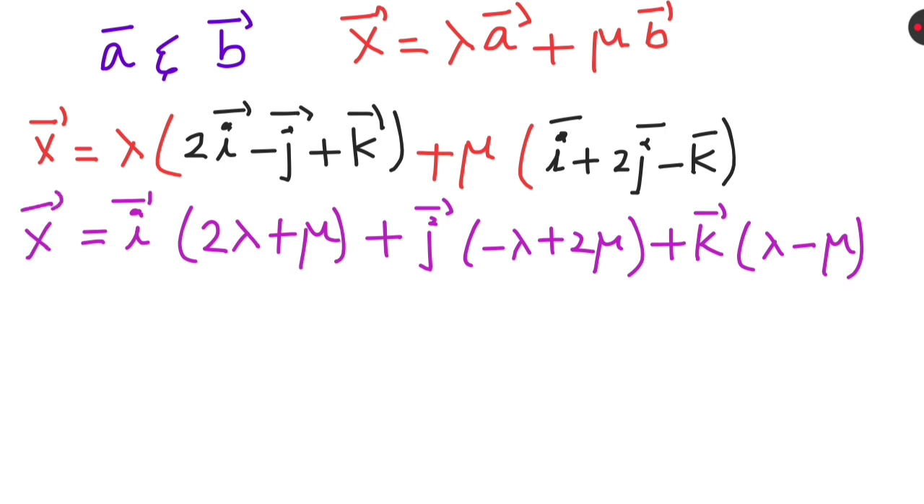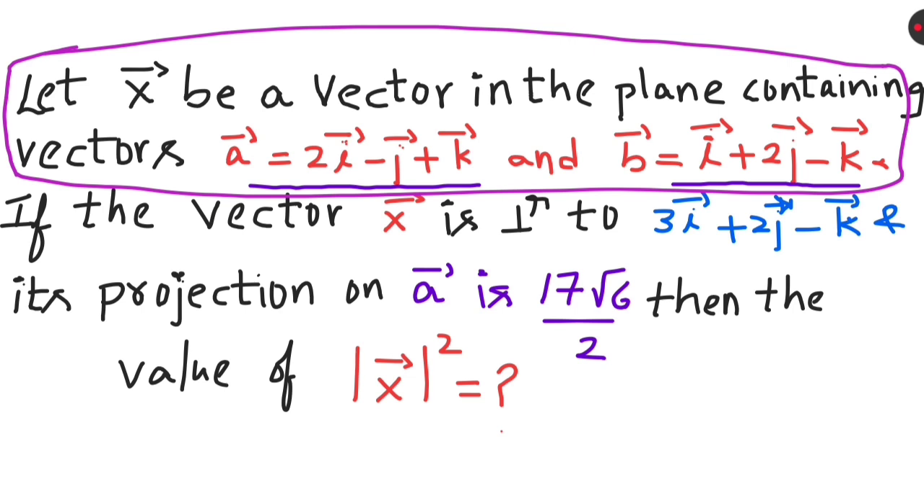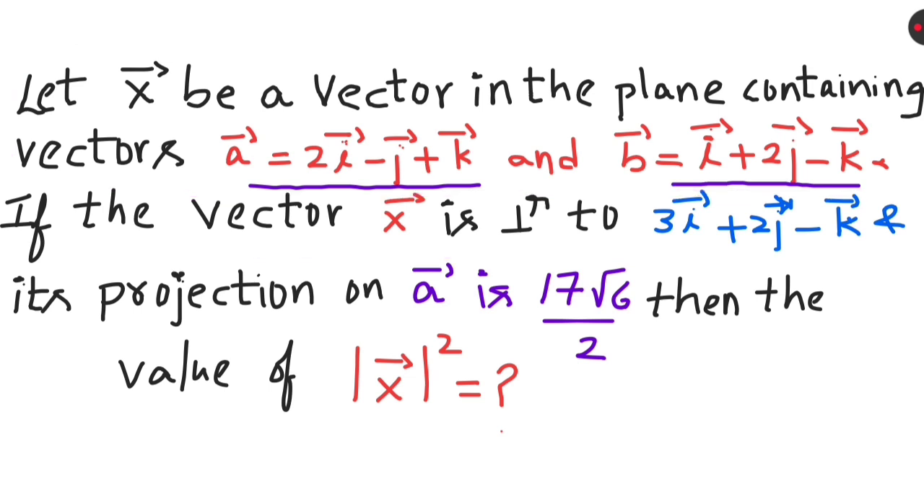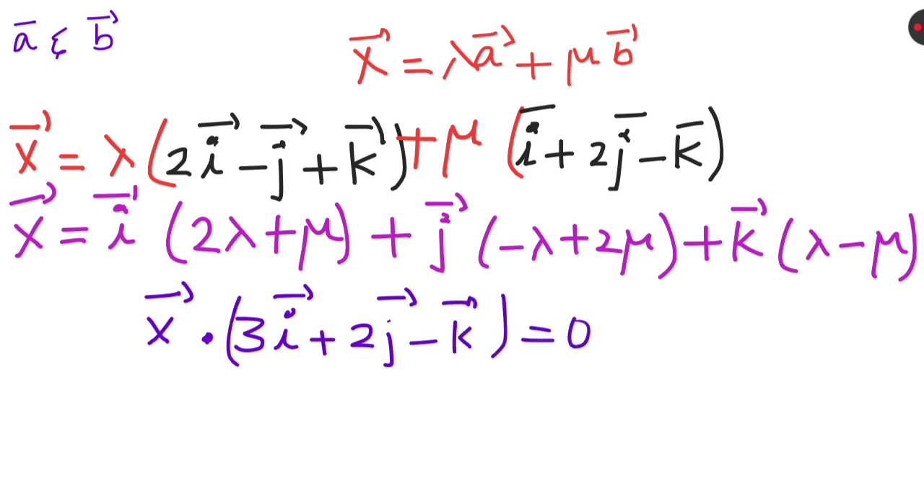Now let's read the question. So according to this information, we wrote x as a linear combination of two vectors. So now we got the x vector in terms of lambda and mu. Now remaining, what they said: if vector x is perpendicular to 3i plus 2j minus k. So if the x vector is perpendicular to this vector, that means we can write it as a dot product, isn't it? So that's why here x is perpendicular to 3i plus 2j minus k. So we can write this as x dot 3i plus 2j minus k equal to 0.